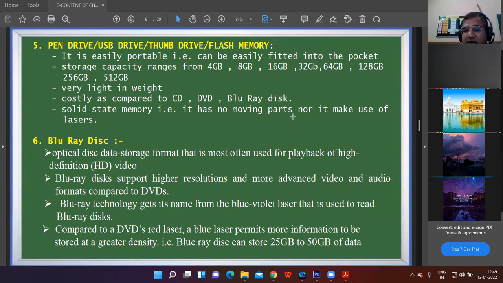Very light in weight. Okay, but pen drive is costly than CD, DVD, and Blu-ray disc. Then Blu-ray disc. Why is it called Blu-ray disc? Because the laser inside it is of blue color. That is why it is called Blu-ray disc. Basically, it is used to store high definition videos. And the storage capacity of Blu-ray disc varies from 25 GB to 50 GB. Okay?